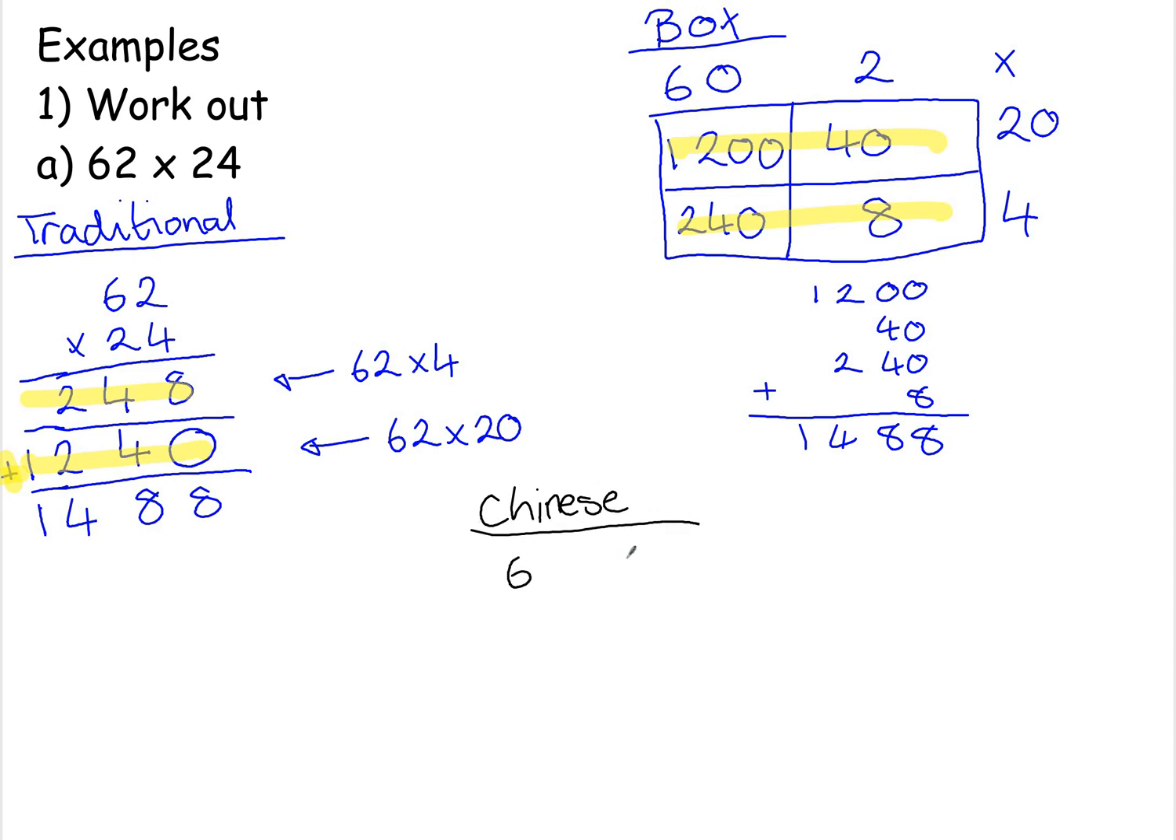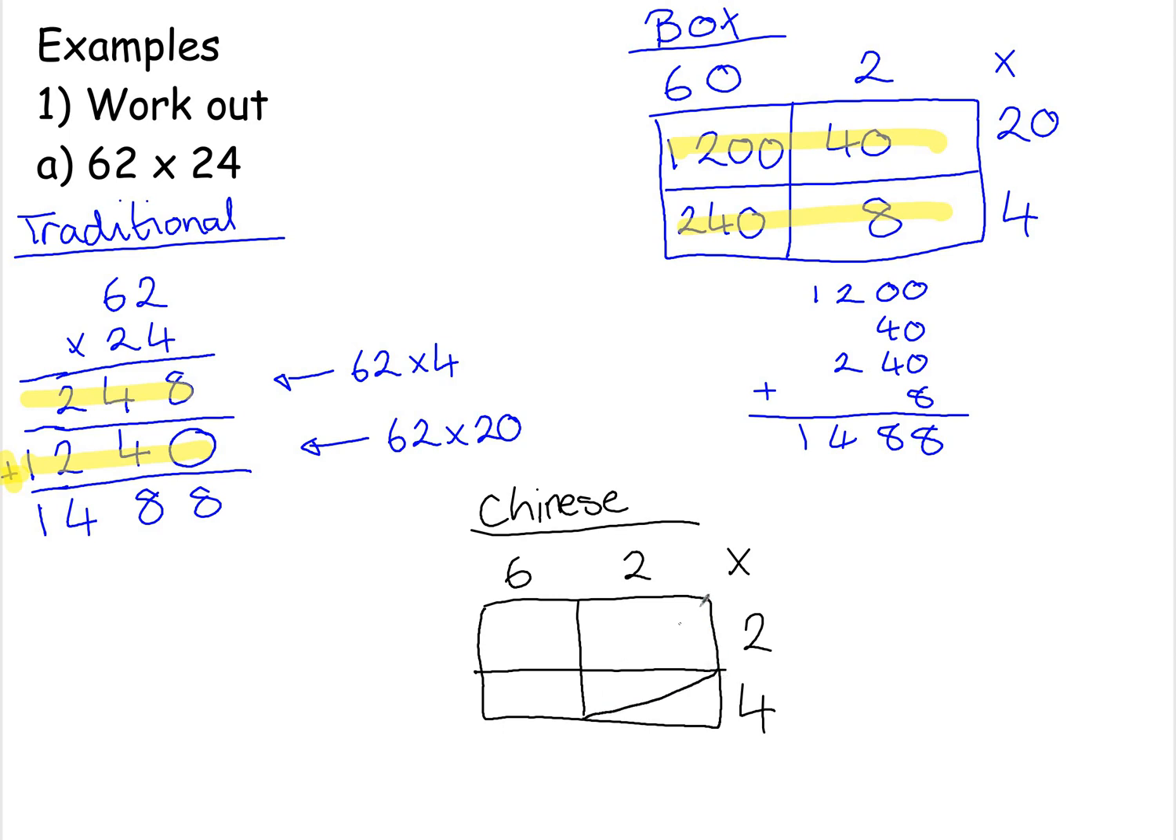So here we need 62 multiplied by 24. Draw a big box. Each number needs a box each. And then we draw diagonals on. So that goes to there. This box needs a diagonal. This box also needs a diagonal. And this one needs a diagonal.